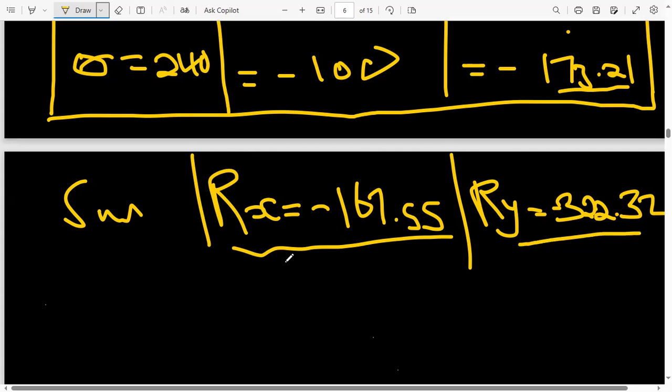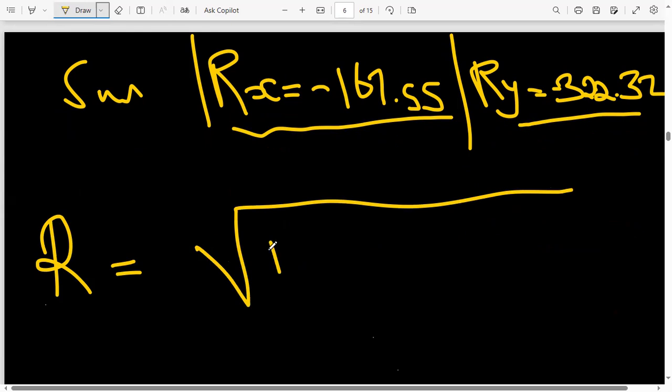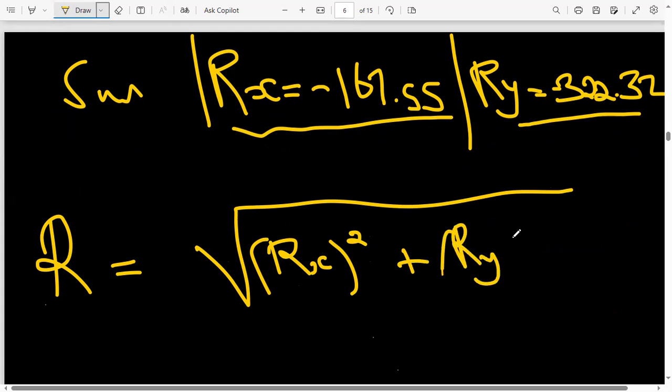So we now have everything that we need in order to find the resultant and the direction. And we said the direction is just the angle that is being read from the positive x-axis. So the resultant R is found by this formula: the square root of resultant of x squared plus resultant of y squared. So we have this and we have this, so we can just plug them into that formula and find our resultant.